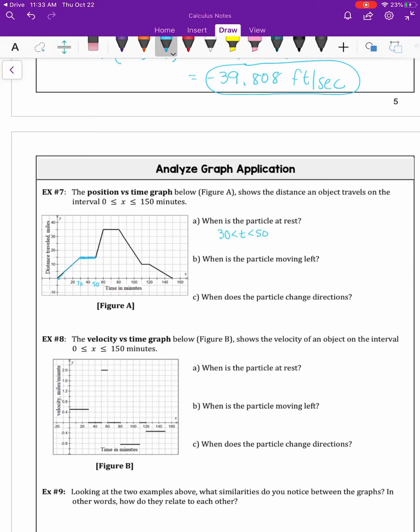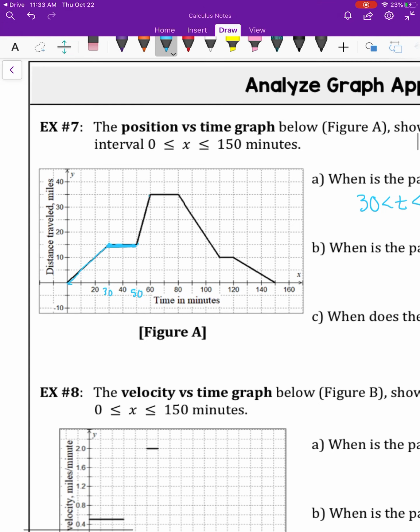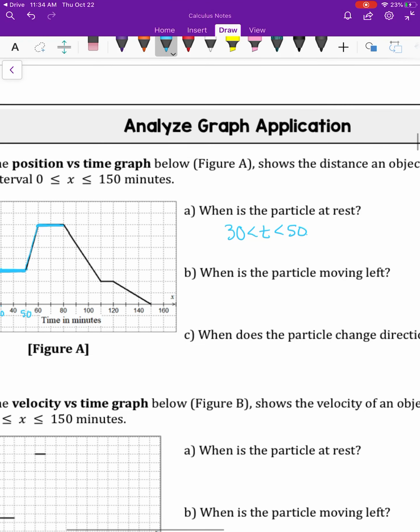wait a minute. I said after 30 minutes, this is 15 miles away. Oh, I guess I didn't look at that right because my eyes are bad. So it was 15 miles away. So it stayed 15 miles away. Then it started moving again, okay? And it moved to 35 miles away. And it stayed at 35 miles away. That means it's just resting from 60 to 80. So we'd say also from 60 to 80.